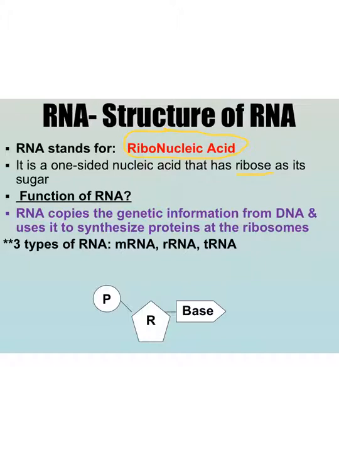All right, so now, function of RNA, like we said in the previous slide. RNA copies the genetic information from DNA and takes it to the ribosomes so you can synthesize or make proteins. Now that's one of the jobs of RNA. That's its main job. Now look, there's 3 types of RNA. 2 of them are going to be super important. So if you're like, I can't remember 3, I can only remember 2.